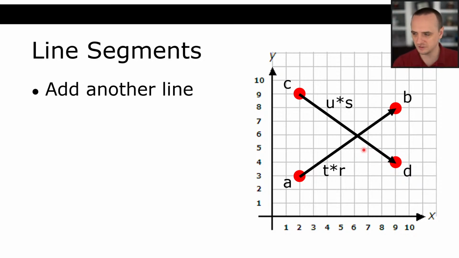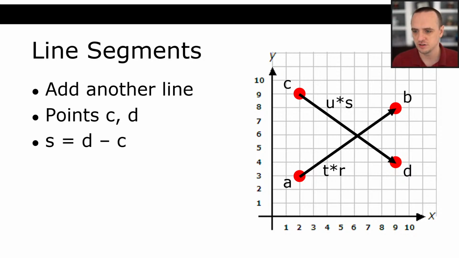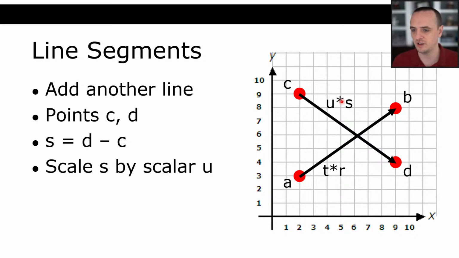We're going to have a lot of letters, but they're going to be consistent, so it shouldn't be too bad. Now, let's add points C and D. If we're taking D as our destination, then S is going to be D minus C. So we had R going from A to B, now we have S going from C to D. And U is going to be the scalar value for S. So scale S by a scalar U.